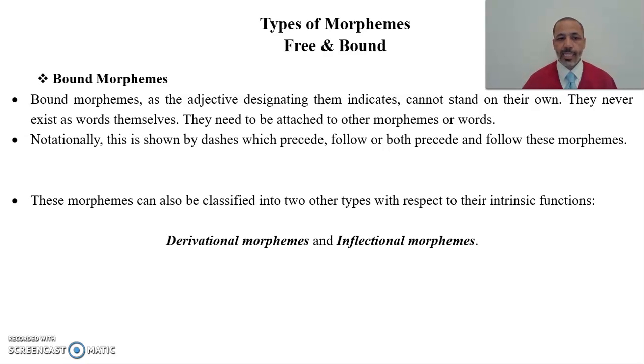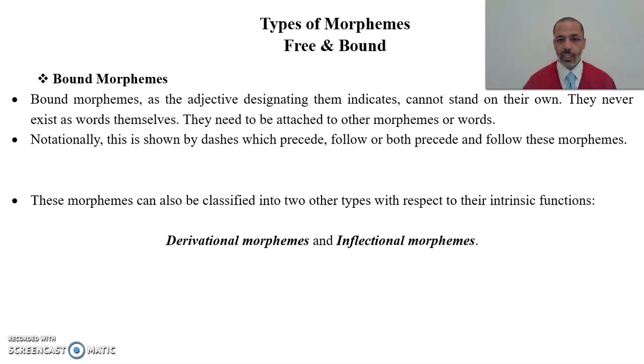They never exist as words by themselves. They need to be attached to other morphemes or words. Notationally, this is shown by dashes which follow or precede the morphemes. These morphemes can also be classified into two other types with respect to their intrinsic functions, derivational or inflectional.